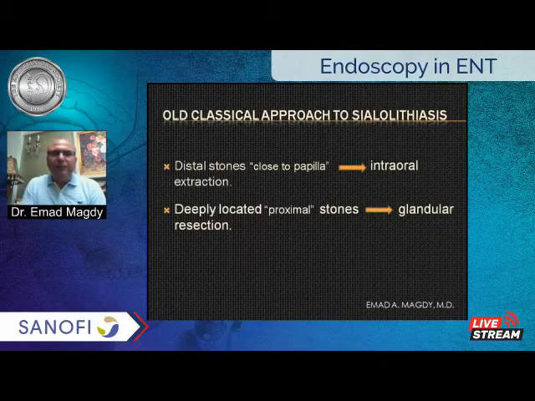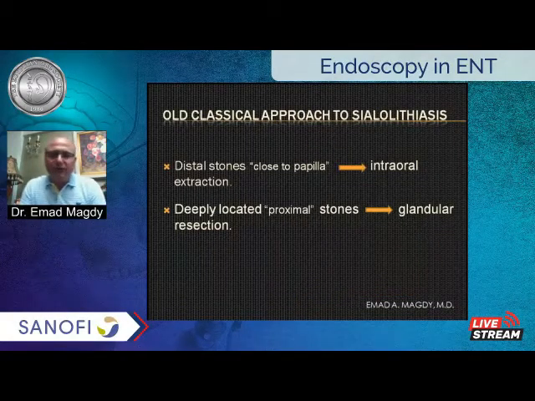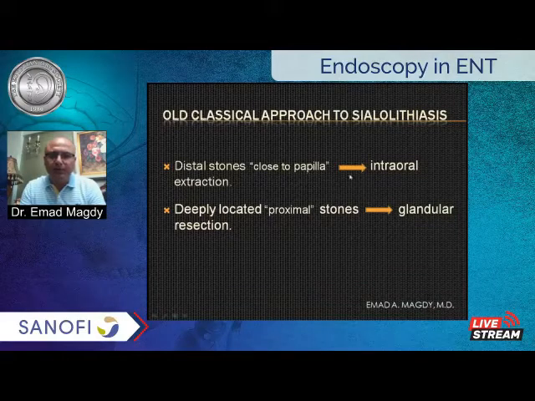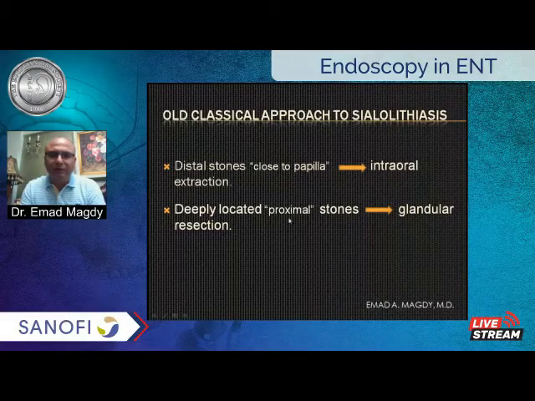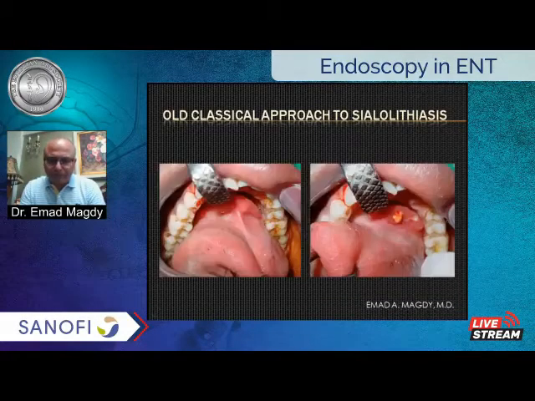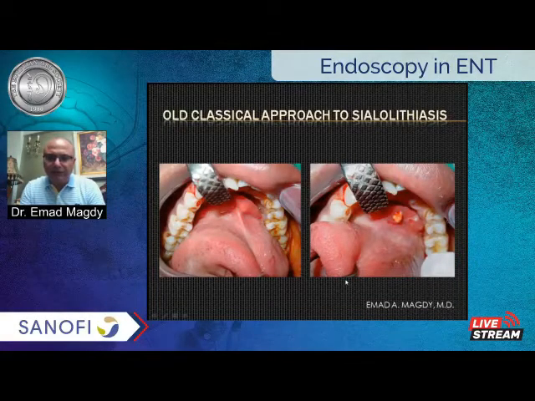What were the management strategies for sialolithiasis before? We were all taught in our undergraduate teaching, the classical teaching, that if you have a distal stone close to the papilla, you can easily do an intraoral extraction. And if you have a deeply located or proximal stone, you have to do a glandular resection as that gland has been destroyed by fibrosis. Well, this is what happens if you have a distal stone. You can just easily do a cut down and remove this stone.